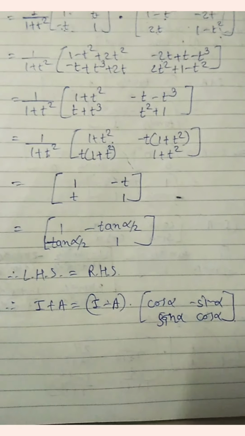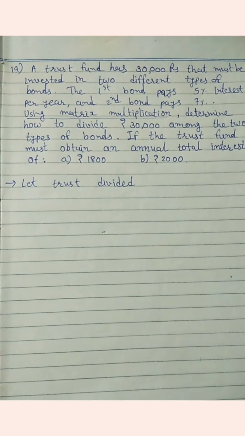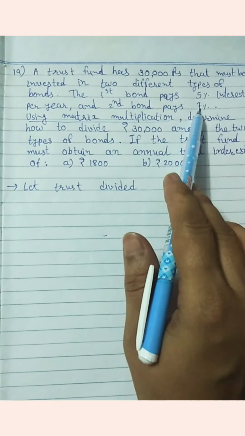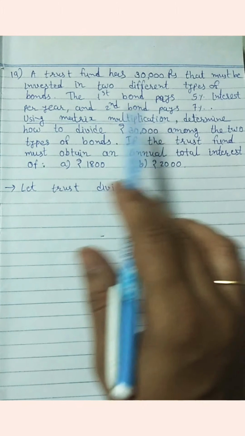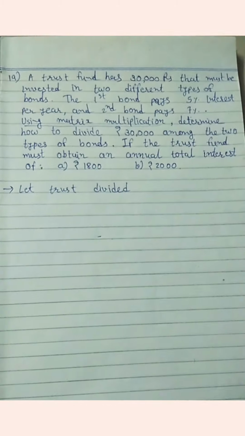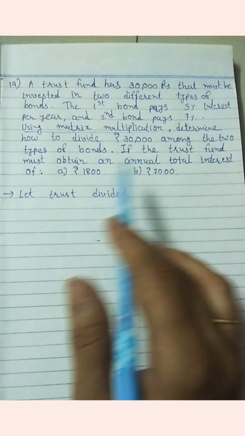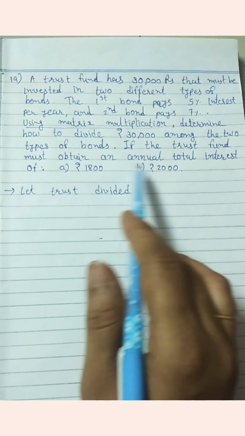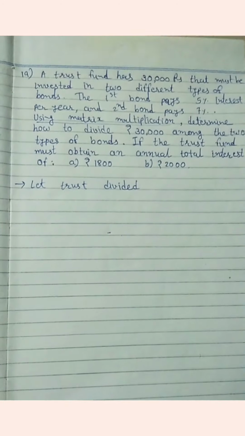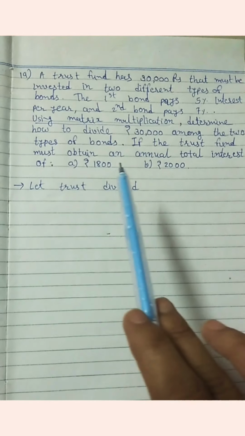Okay. Question number 19. A trust fund has 30,000 rupees. They had invested it in 2 different types of funds, bonds. Sorry. First bond pays 5% interest and second bond pays 7% interest. तो आपको क्या करना है, using matrix multiplication you have to divide this 30,000 in 2 types of bond. ठीक है, that the trust gets how much interest, total interest they want 1800 or 2000. ठीक है, so I am going to use it one by one.